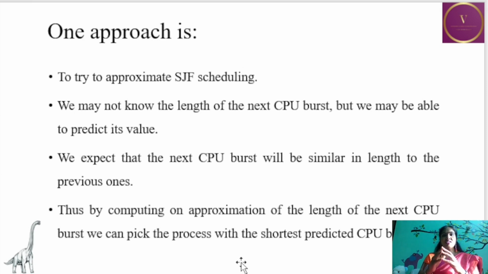Okay, and thus by computing an approximation of the length of the next CPU burst time, we can pick the process with the shortest predicted CPU burst. So according to our prediction, the process with the shortest CPU burst time will get the CPU next. Thus this is how we can use this approach.